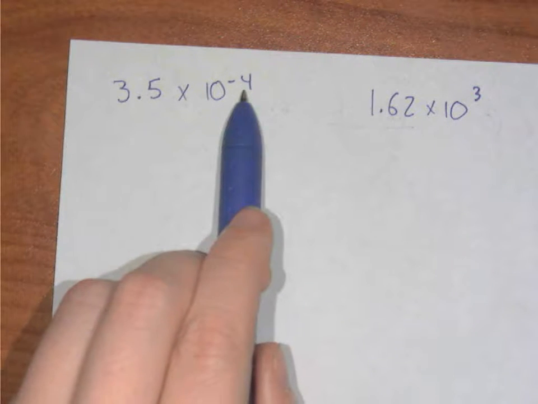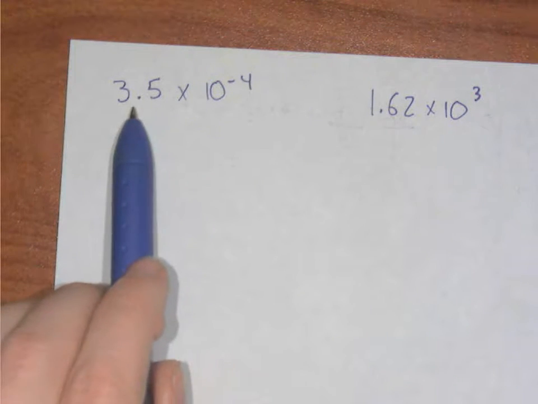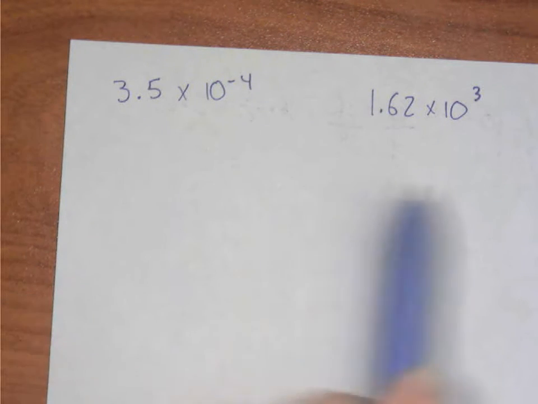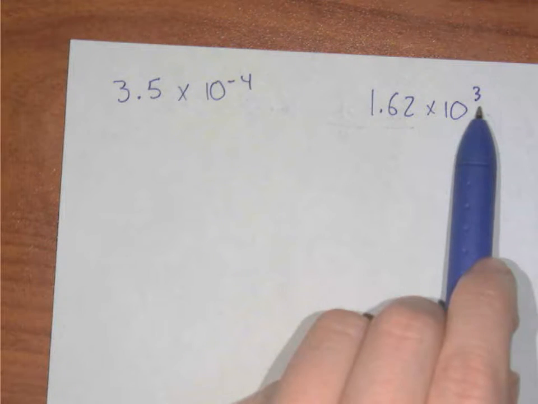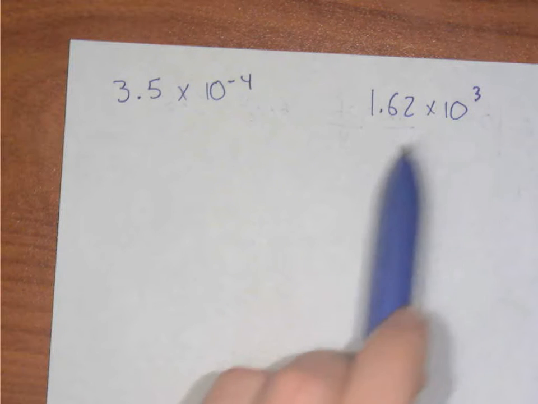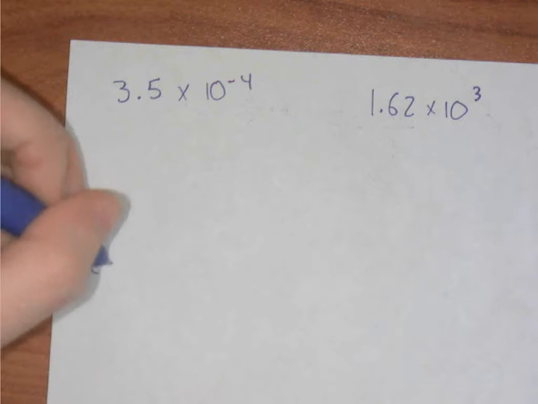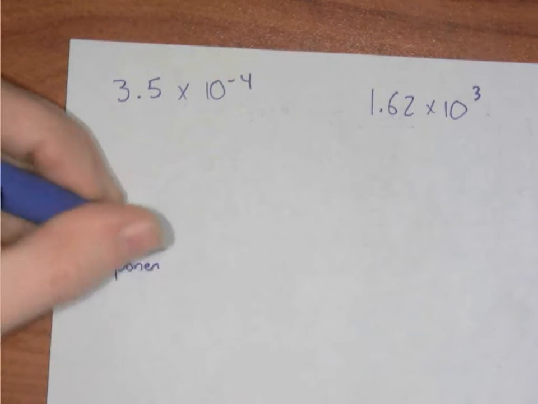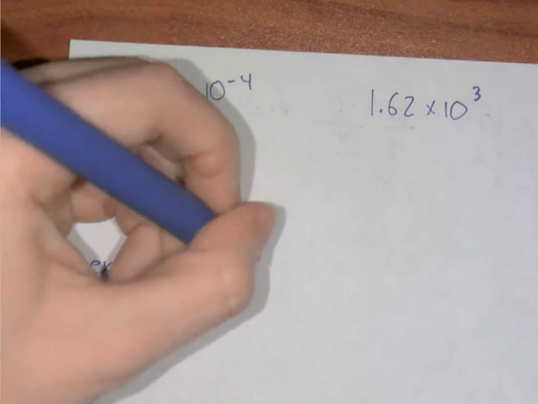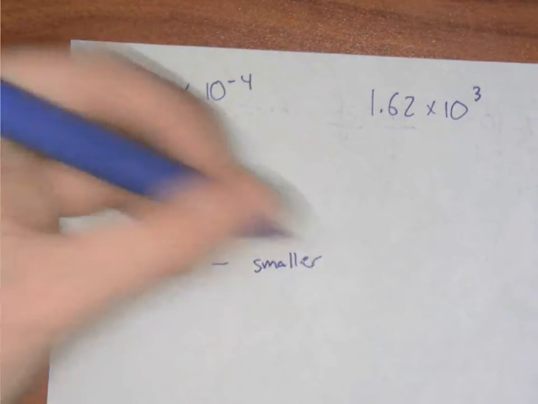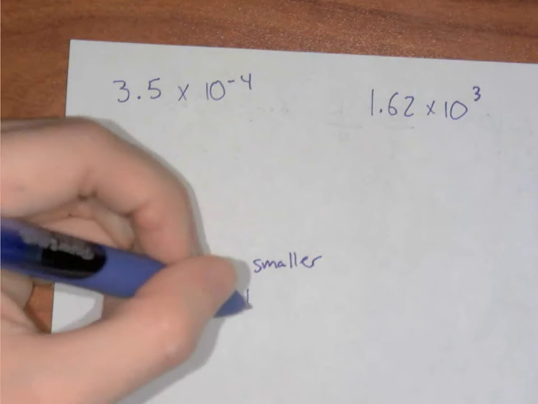And that negative is going to tell us that the number we're looking for is smaller than 3.5. Over here we have a 3, that's a +3. That's going to tell us the number that we're looking for is bigger than 1.62. So if your exponent is negative, that means the number we need is smaller. If your exponent is positive, that means the number we need is larger.